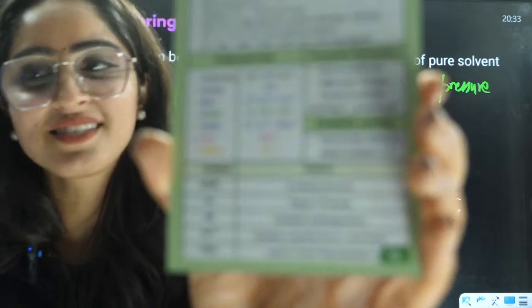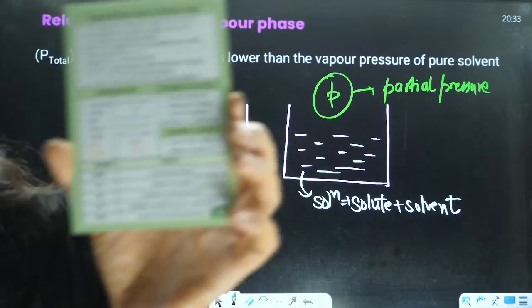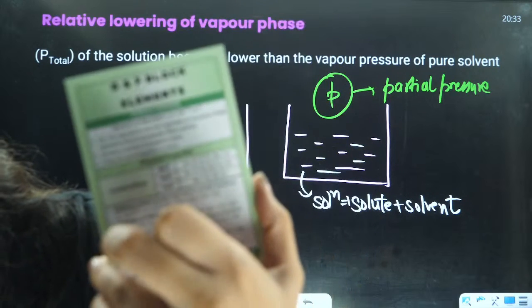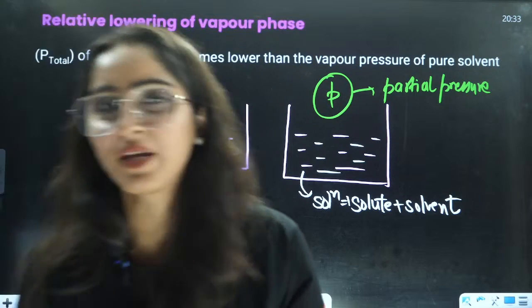Are you able to see this? Wait a minute, let me see if you're able to see this or not. No, you're not able to see this, right? Okay, so basically it's DNF block, it's getting blurred. So basically it's DNF block in just one page, right?